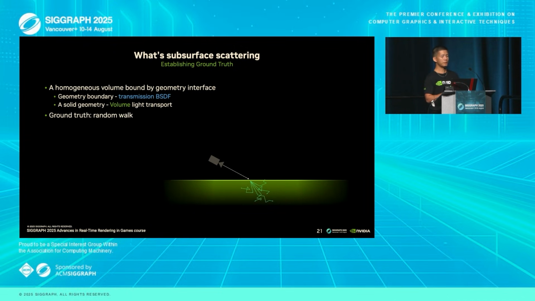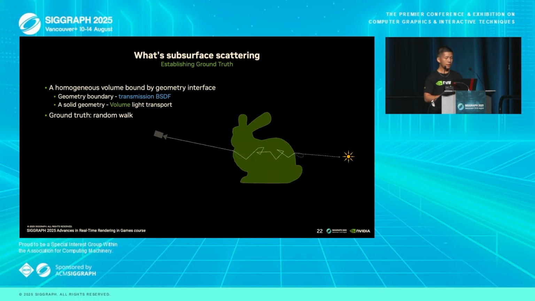High-quality offline renderers handle this through random walks. For each entering ray, they stochastically sample scattering distances and directions, repeating this process until the photon either gets absorbed or exits. These random walks require many samples to converge, but they serve as our accuracy reference. We'll continue comparing our hybrid method against these random walk simulations to make sure we capture the important effects.